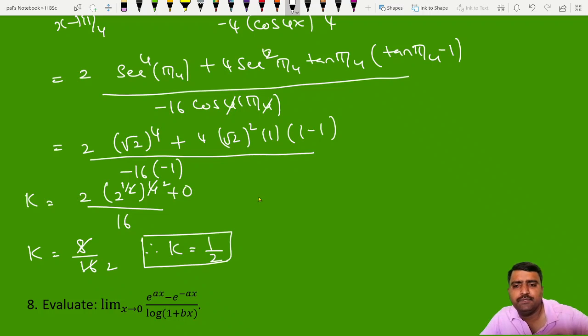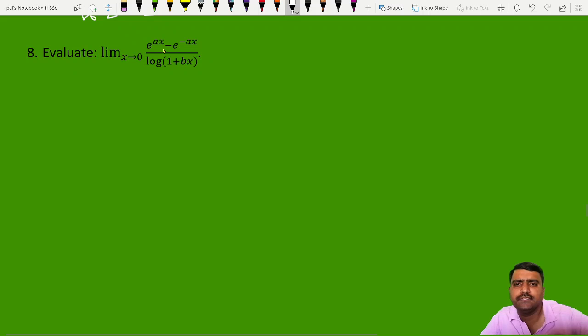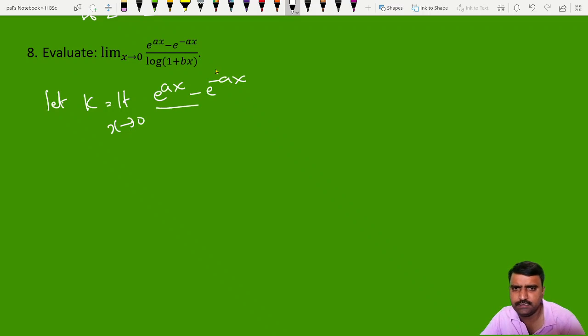Yes, similarly, one more example is here. Limit x tends to 0, (e to the power ax minus e to the power minus ax) by log of 1 plus bx. To evaluate this limit, as usual, let k is equal to limit x tends to 0, e to the power of ax minus e to the power of minus ax, divided by log of 1 plus bx.